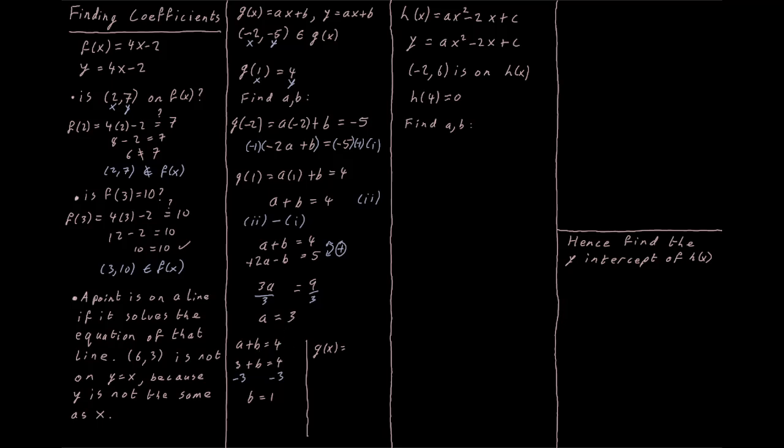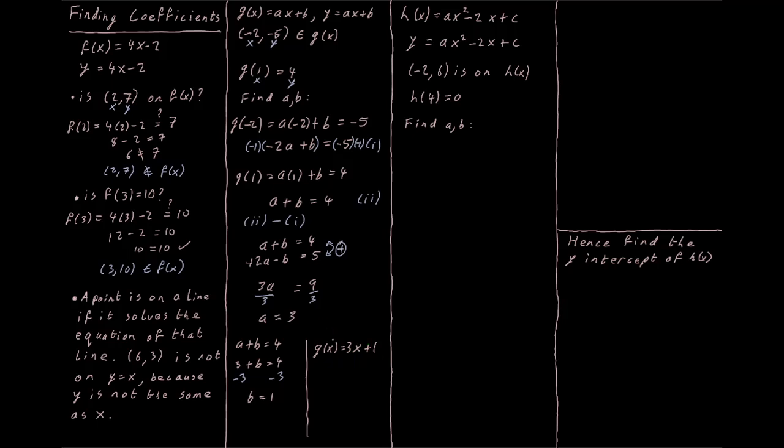I now know a is equal to 3, so I can rearrange that equation to find b is 1. So going back to what I was looking for, I now know the description of g of x should be 3x plus 1. And that describes all of the points on g of x.